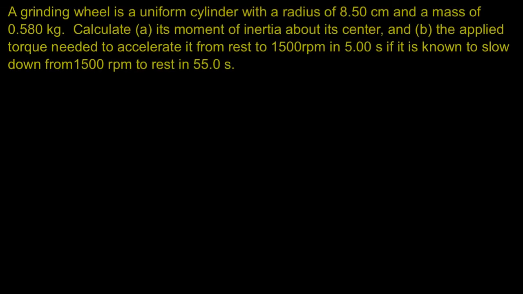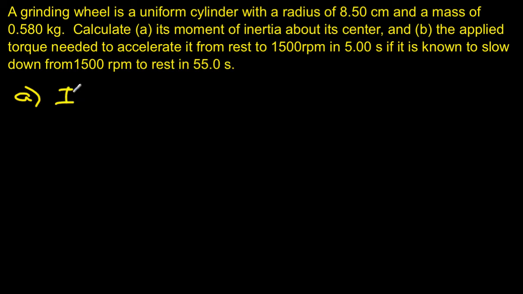Even though after reading this question, it only requires two answers, there's actually four parts. The first is very straightforward, finding the moment of inertia. But part B involves several parts. So let's get part A out of the way first. Part A asks us to find the moment of inertia of the grinding wheel, which is a uniform cylinder.